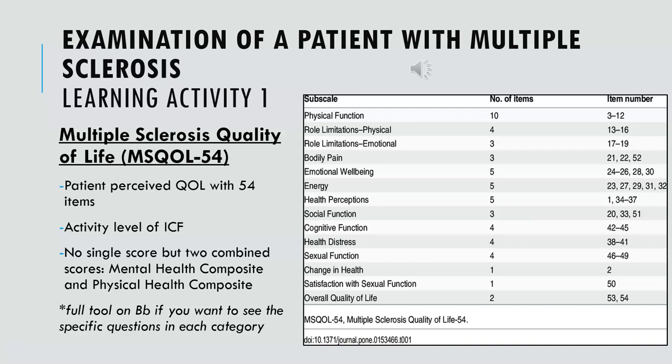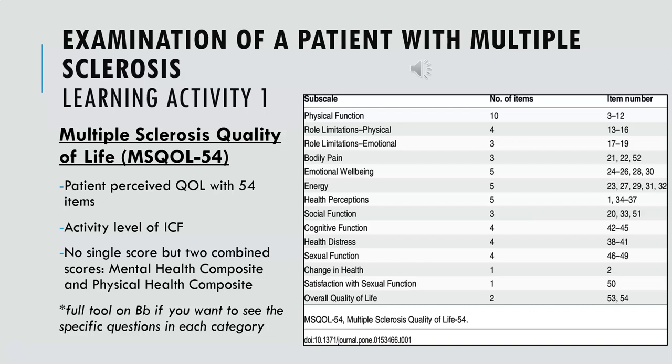You can see the subscales over to the right, and it really does gauge a wide range of quality of life issues. The tool will probe about physical function, any limitations that the patient may have, either physically or emotionally. It will discuss pain, energy level, their perception of their own health, as well as other areas such as social and cognitive function and sexual function. There are a few items that probe into the overall quality of life of the patient as well.